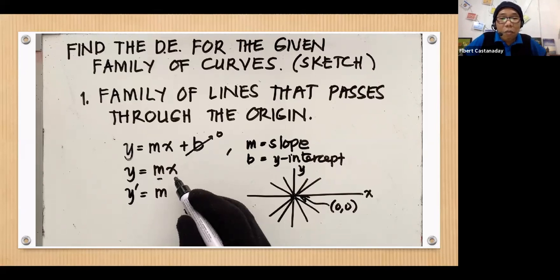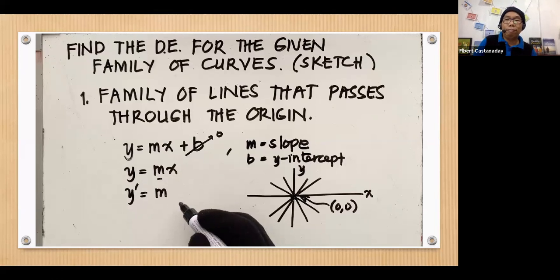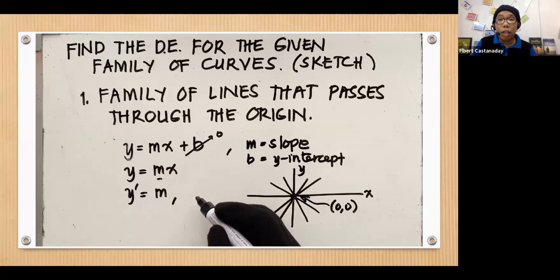Okay, let's go. Now let's solve this one. Okay, dahil isa lang yung parameter natin, ibig sabihin, para mag-arrive tayo sa kanyang differential equation, we must differentiate this once. Okay, the resulting DE is a first order DE. So differentiating this, we have y prime equals derivative ng m times x is, you copy the constant, yung m dito is constant, derivative ng x is 1. Okay? So yun yung equation mo.